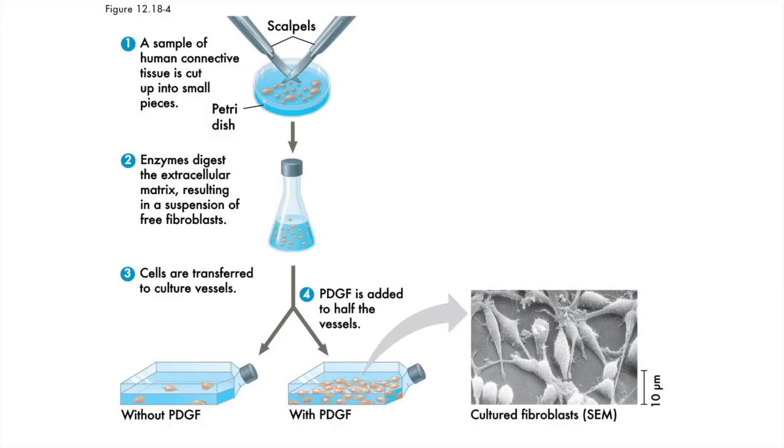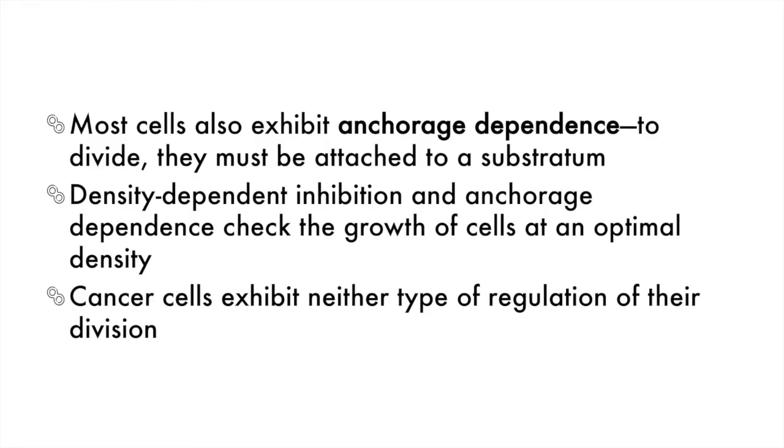However, they won't just continue dividing indefinitely, but rather they will continue growing until they are surrounded by neighboring cells and then stop. This is density dependence. In addition to density dependence, well-behaved cells also exhibit anchorage dependence, meaning they won't divide unless they are anchored or attached to other cells. Density and anchorage dependence are both important for ensuring that cells don't divide too much. Though in cancer cells, both of these types of regulation are typically absent.